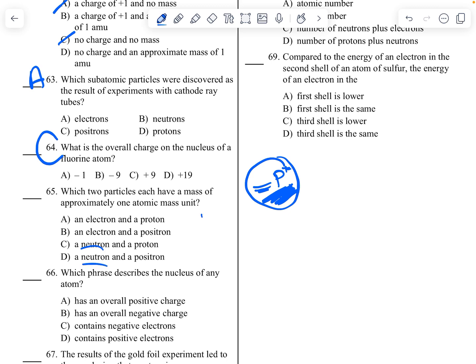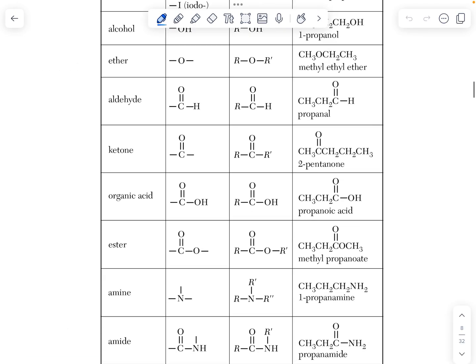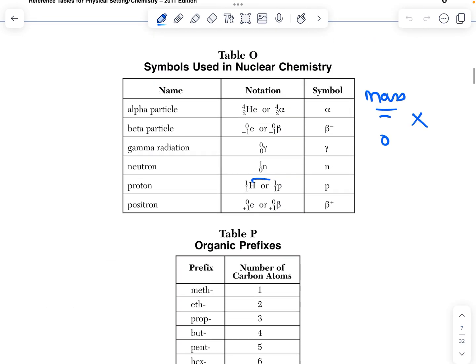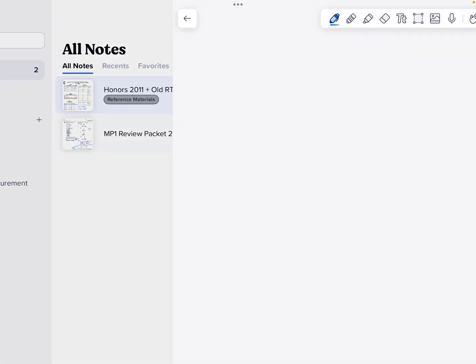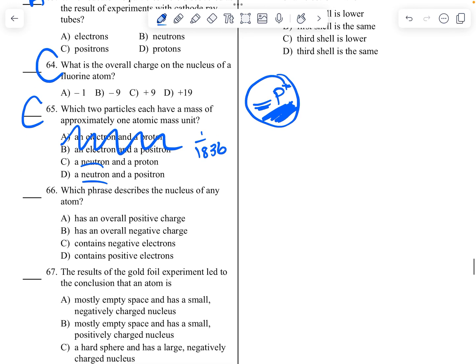Electrons have a mass of 1 over 1836 of an AMU, or essentially 0, so definitely not those. So then we're down to proton and positron. So let's actually go back to the reference table. Proton versus positron. Proton has a mass of 1. I see that here. Positron has a mass of 0. So a neutron and a proton.